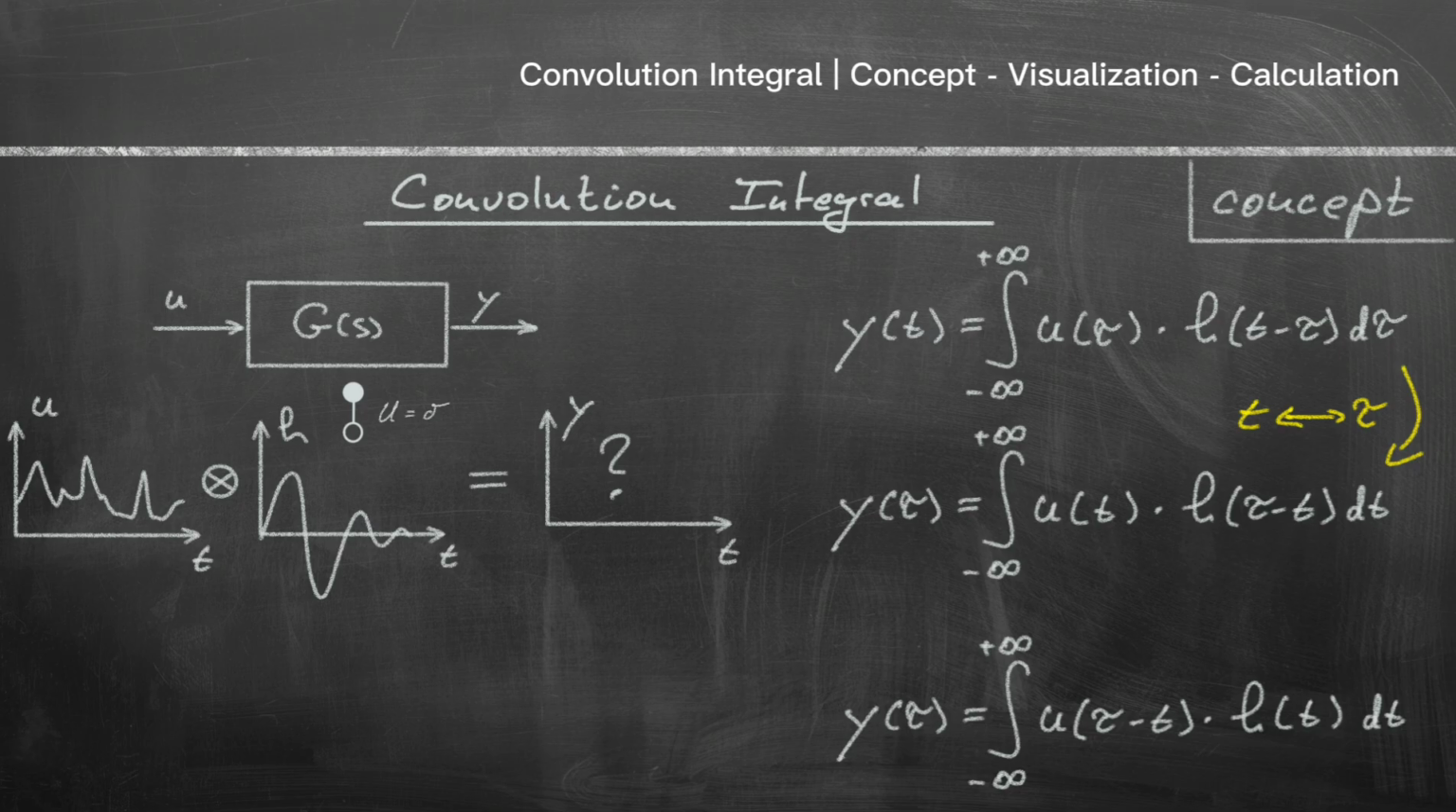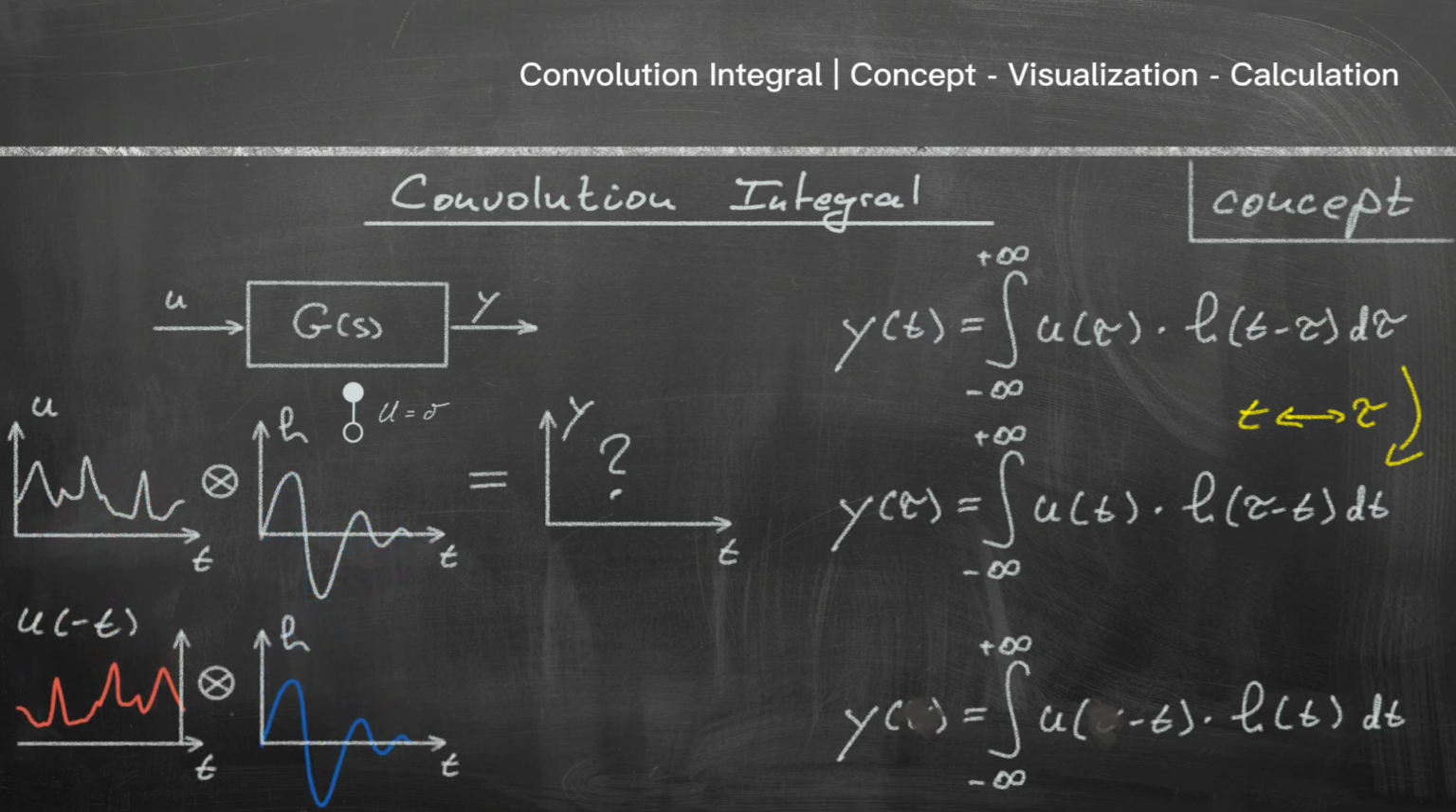Now the next thing I want you to do is completely ignore the tau. Pretend it is not there. So now we have two components. We have u of minus t multiplied by h of t. What does that mean? We have u of t, our input signal, and u of minus t is simply the input signal mirrored across the y-axis. This mirrored signal, u of minus t, is what we convolve with h of t, the regular impulse response function.